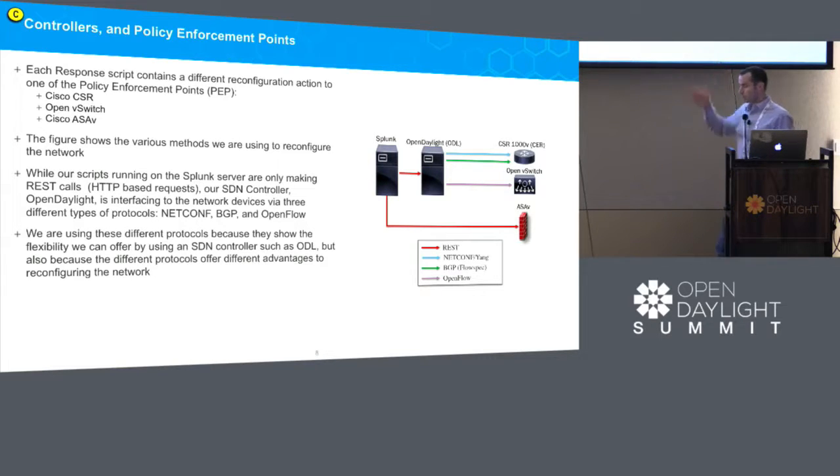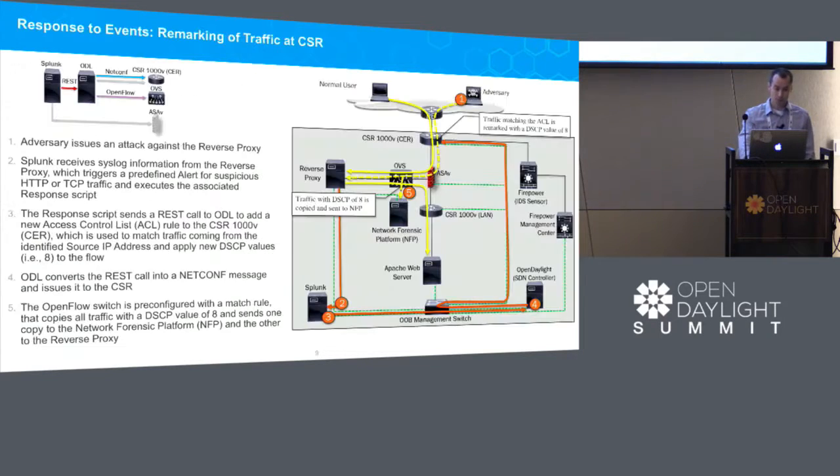So we're using different responses coming from Splunk. Splunk is using just a REST API to either the network devices, such as the ASA directly, but most of it is going through OpenDaylight. And we're using OpenDaylight because we get the benefit of having multiple southbound protocols that we can then reconfigure products using protocols such as BGP, NetConf, and OpenFlow. And so with the CSR, we're doing both NetConf and BGP FlowSpec, and we're using OVS to implement OpenFlow rules. So I'll go through a couple different types of events that we're identifying and how we're reacting based on those.